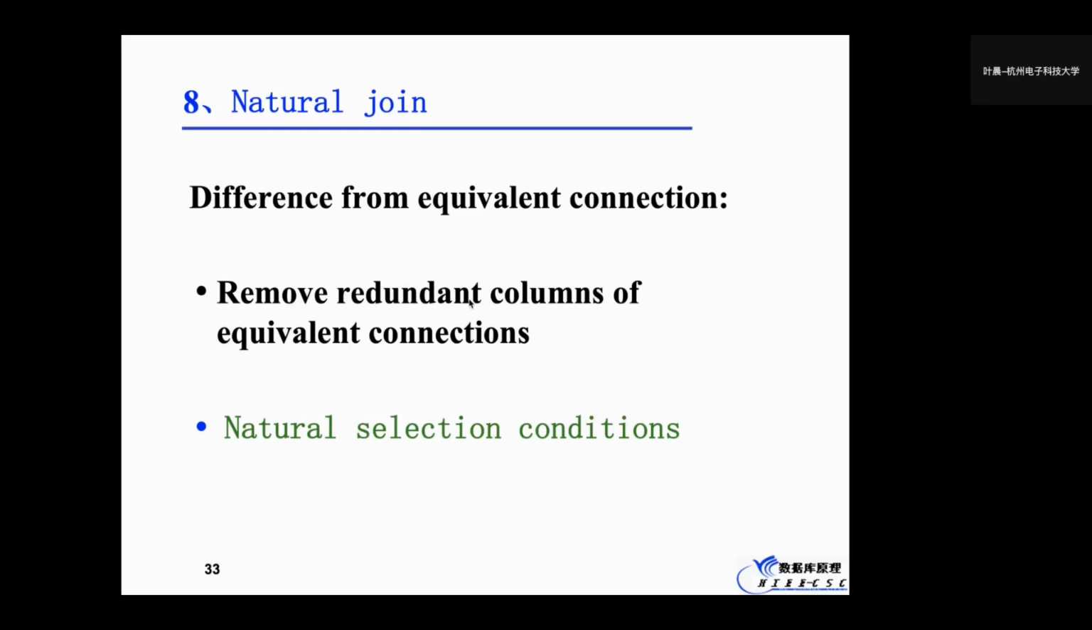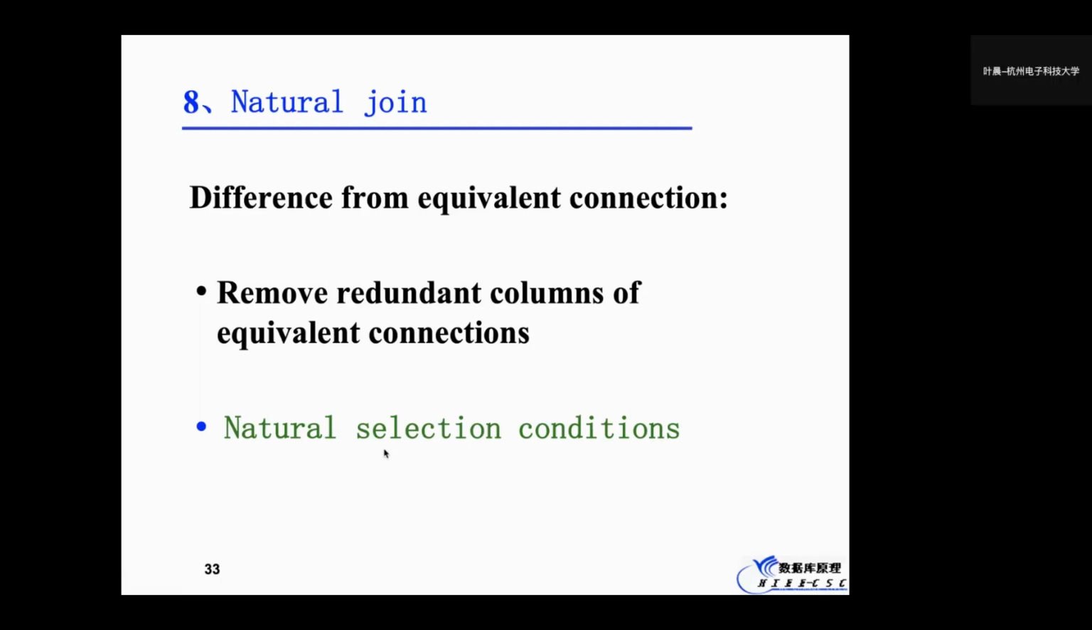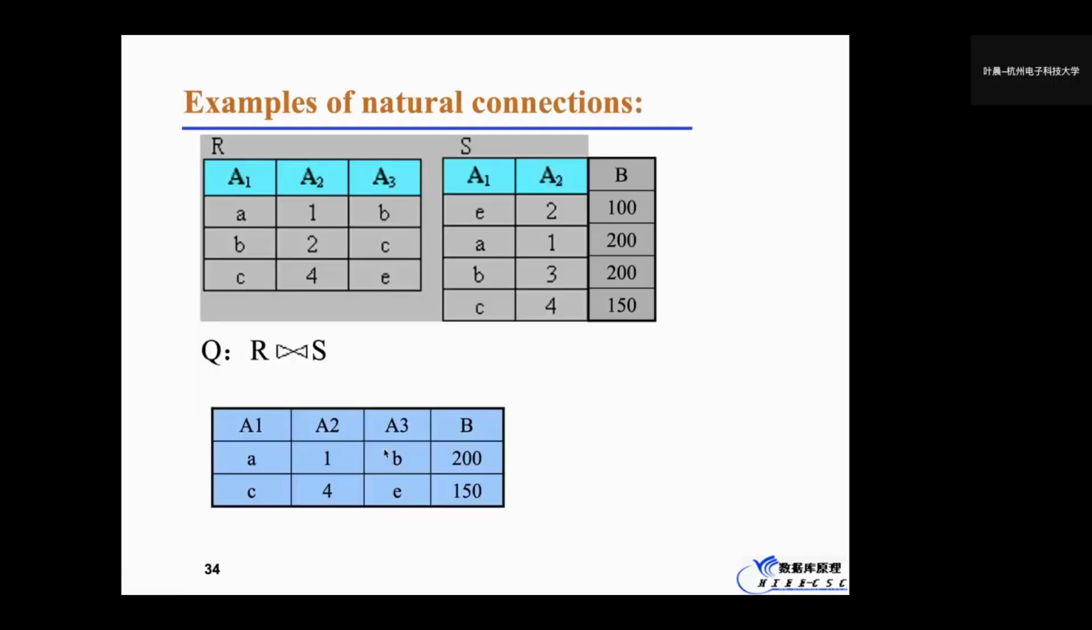And the natural join condition is like this. We can use an example to see how to make the natural join. We denote this natural join like this. Here you don't need to write the join condition, so you just write it like this. Here we have the R and S relations. Note that I have added a new column to the S relation.